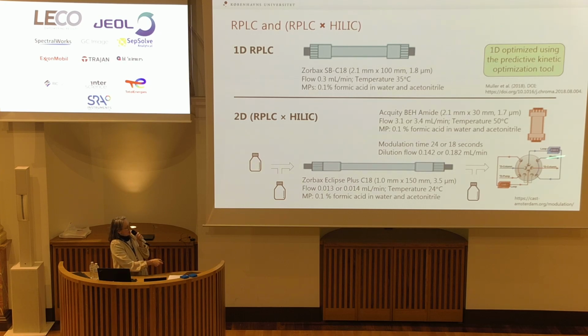And it's done with loop modulation in either 18 or 24 seconds. And we teed in before the loops a dilution flow to have a little bit more flexibility in the modulation. And then the first dimension was really slow, you can see with 13 or 14 microliters per minute. And also the dwell volume of the first dimension system was minimized by going outside the mixer, so just teeing in A and B in a T piece.